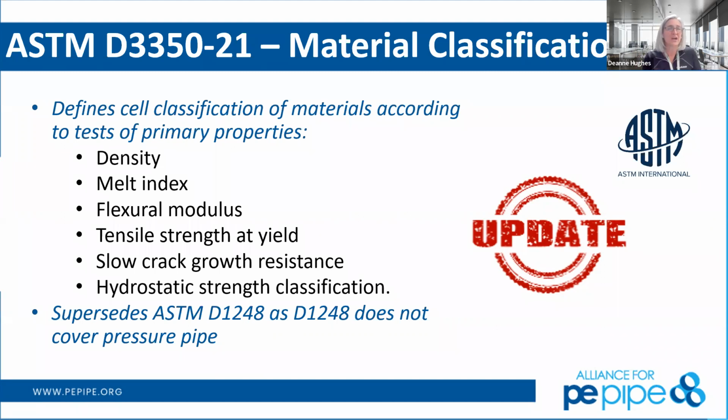And so one of the first ones we'll talk about was updated this year, D3350, and that deals with the material classification. This really supersedes D1248, which you might sometimes find in some standard specifications. If you still have D1248 referenced in your specifications, please consider changing that, because D1248 is no longer a good reference point for piping systems for your municipal applications. D1248 really covers wire and cable, so it does not deal with pressure pipe. Please consider changing your standard to be D3350.